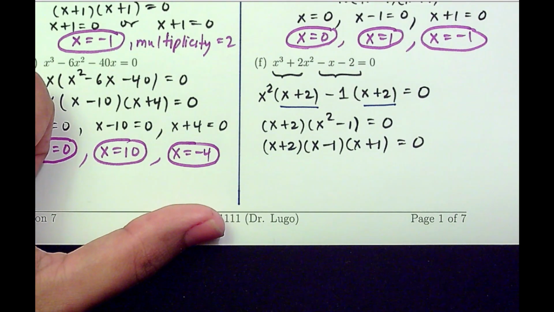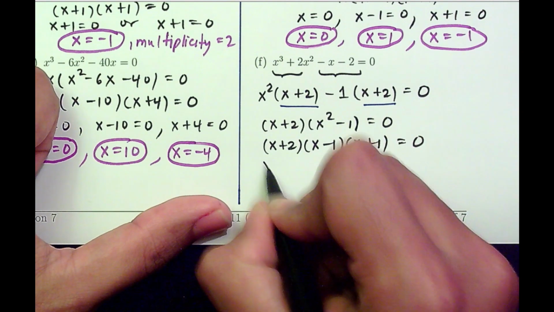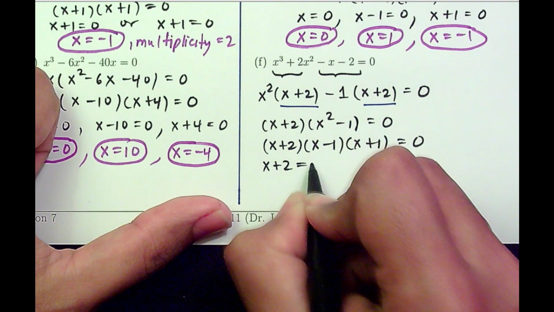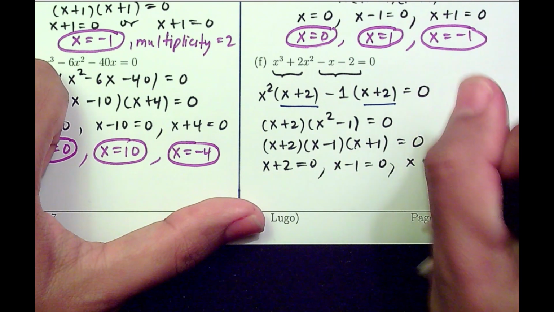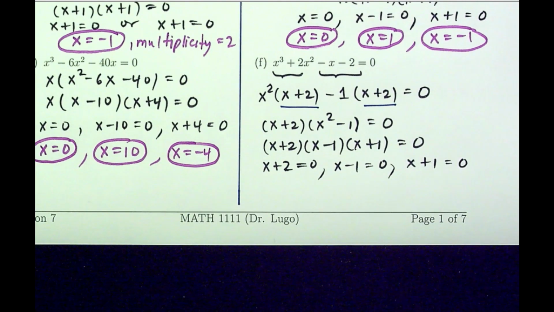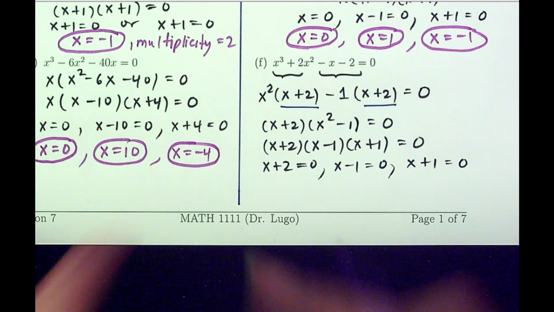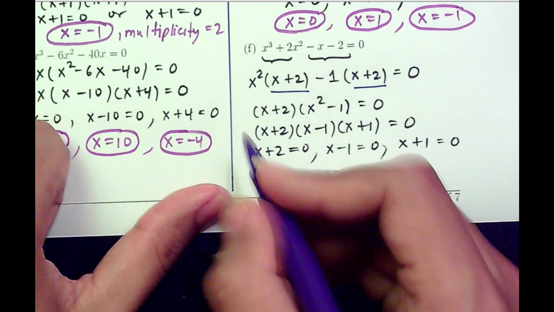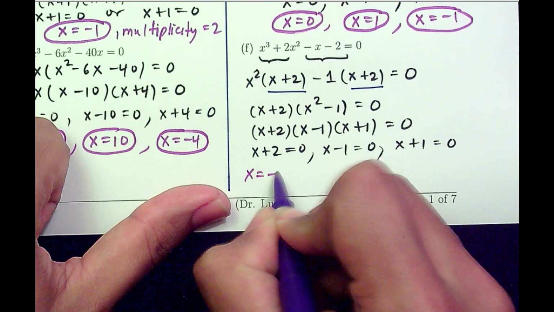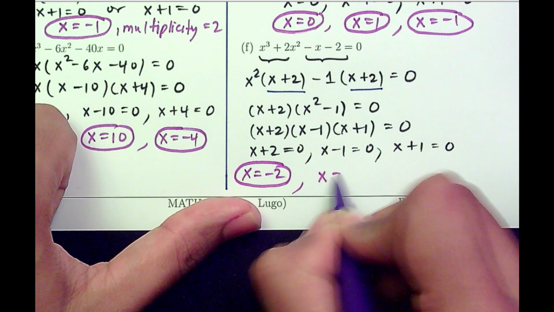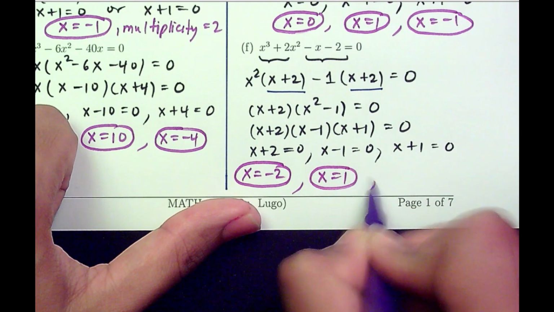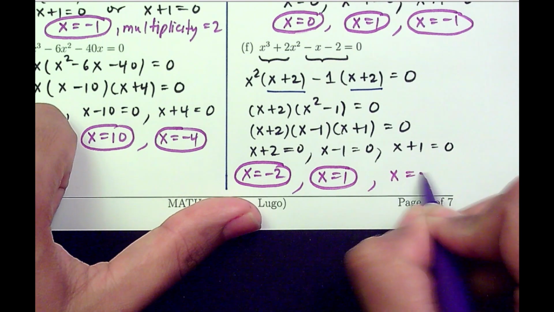And then set each of these factors equal to 0. X plus 2 equals 0. X minus 1 equals 0. X plus 1 equals 0. And now we're going to solve each of these 3 equations, and we're going to get the solutions. So solving the first one gives us x equals negative 2. The next one gives us x equals 1. And the last one gives us x equals negative 1.